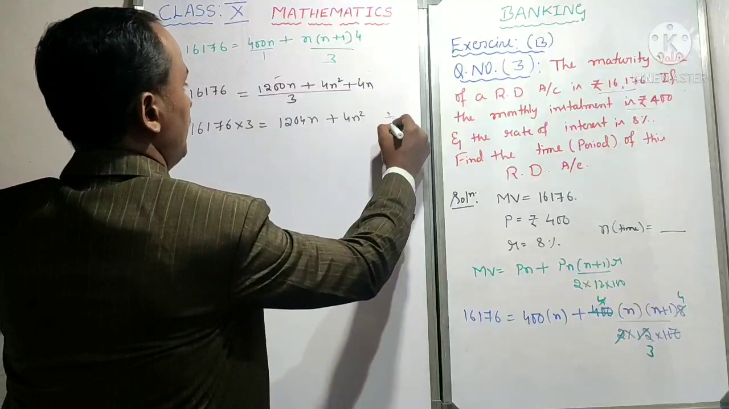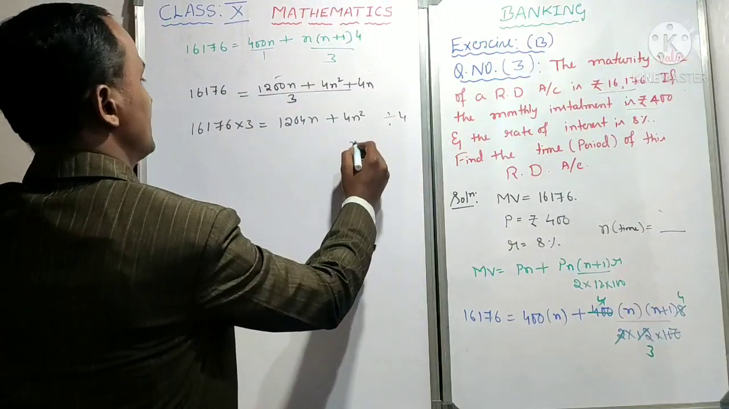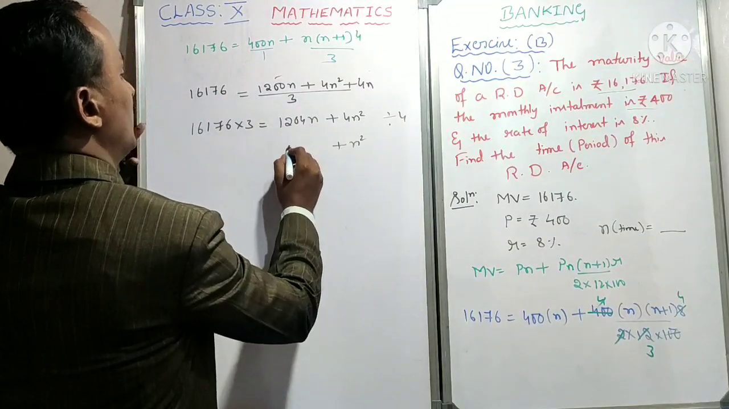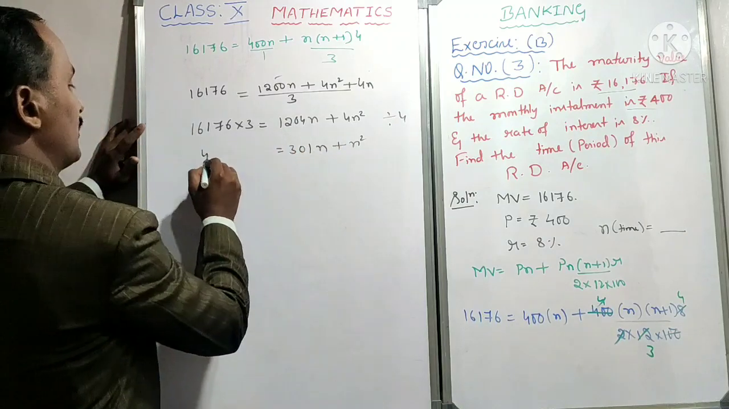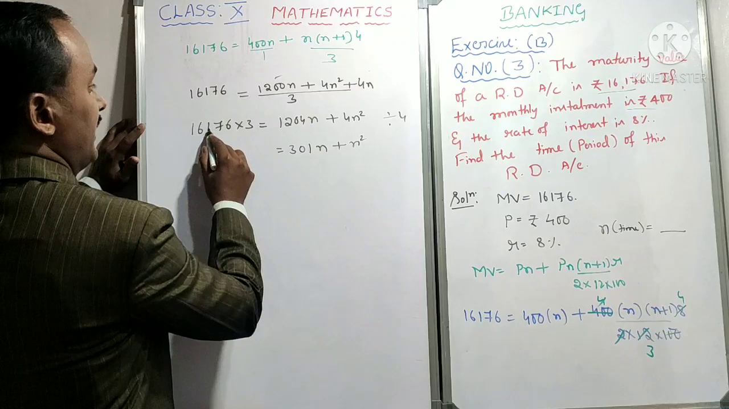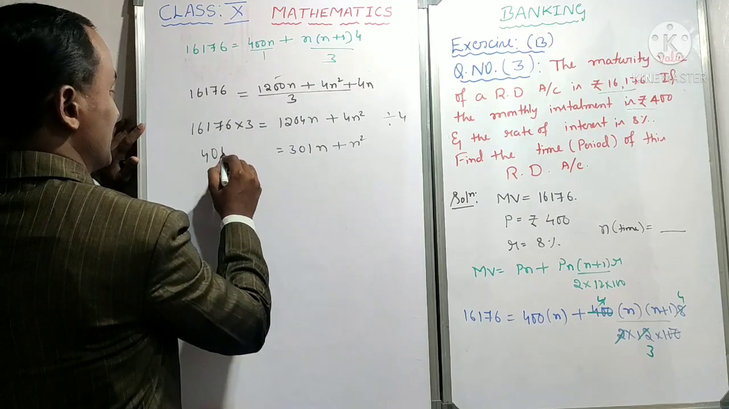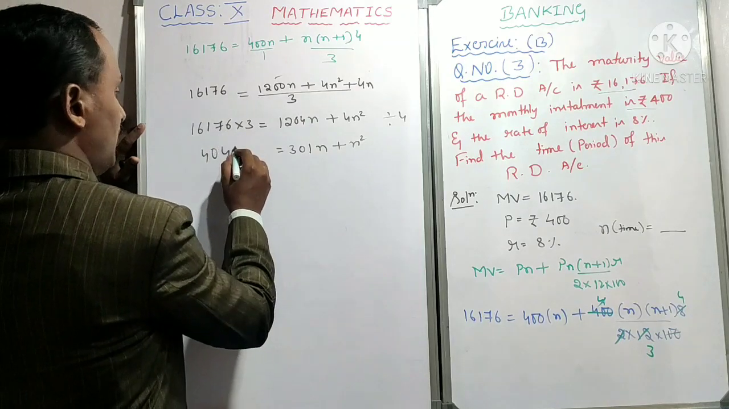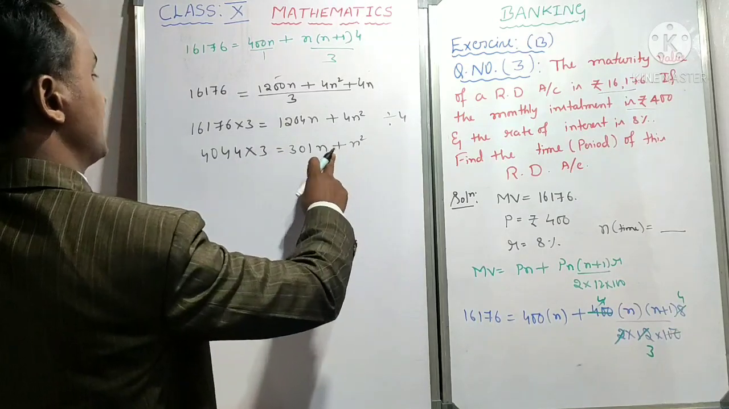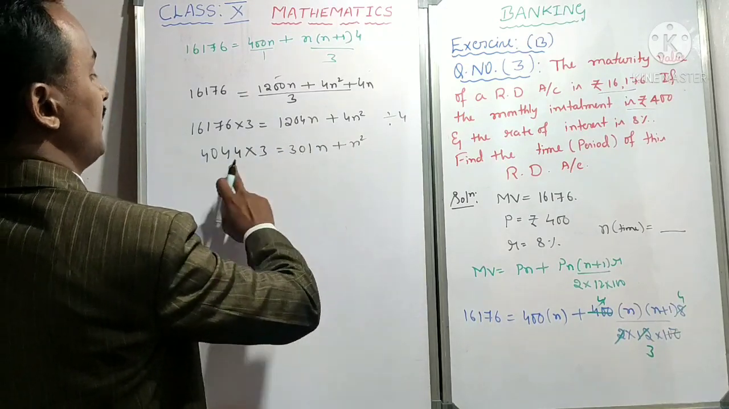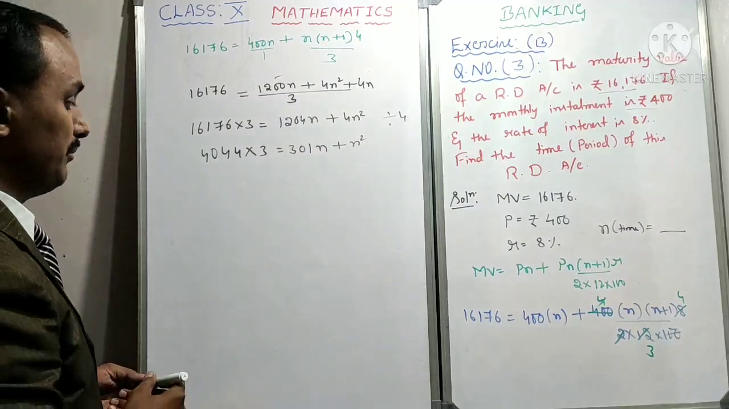Dividing by 4: N square plus, 4 3s are 12, 0, 4 1s are 4N, is equal to 4 4s are 16, it became 17, 4 4s are 16, 1 carry it became 16, 4 4s are 16 into 3. Now N square plus N square plus 301N, this one comes to that side, it became negative.